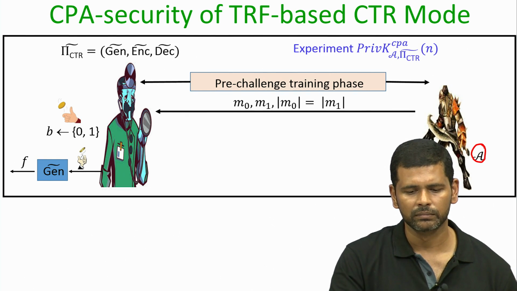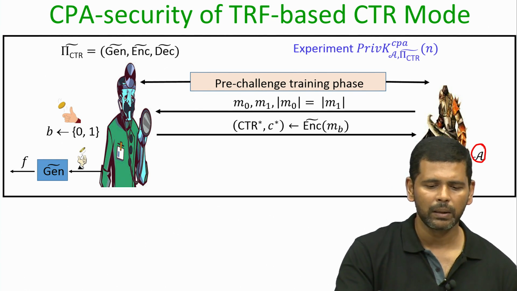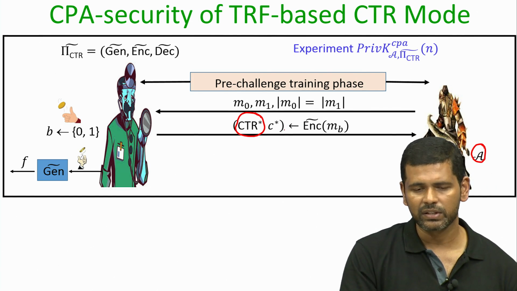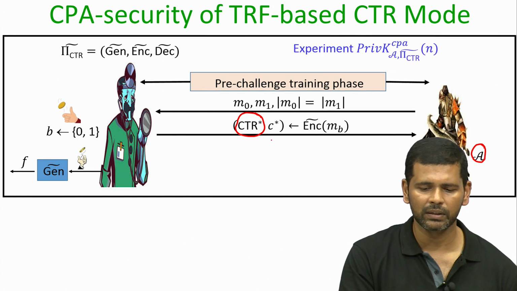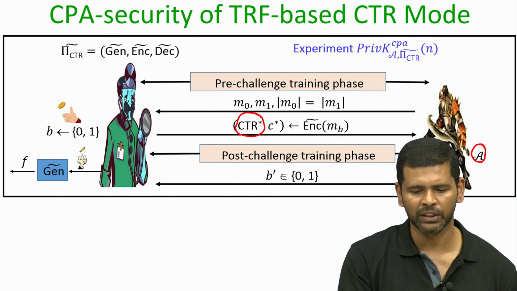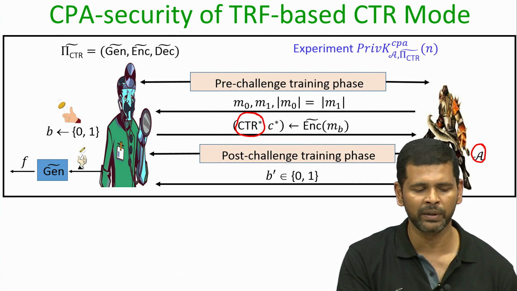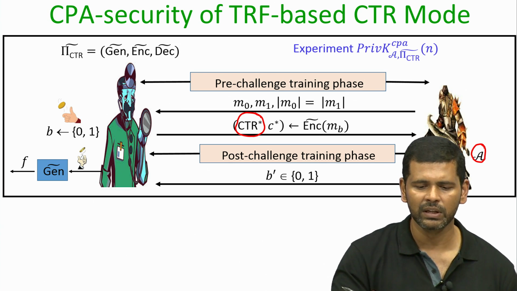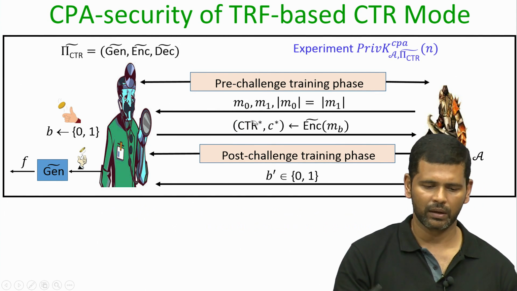And then once the pair of challenge plaintexts are submitted by the adversary, the challenger will pick one of those messages randomly for encryption, and it will encrypt it by picking a random counter value which I denote as counter star, and then C star will be the value of the truly random function on counter star XORed with the message M_b. Then there will be a post-challenge training phase again, where the adversary will adaptively submit encryption oracle queries, which will be encrypted as per this modified encryption process, and finally the adversary will output whether this challenge ciphertext is an encryption of message M0 or message M1.